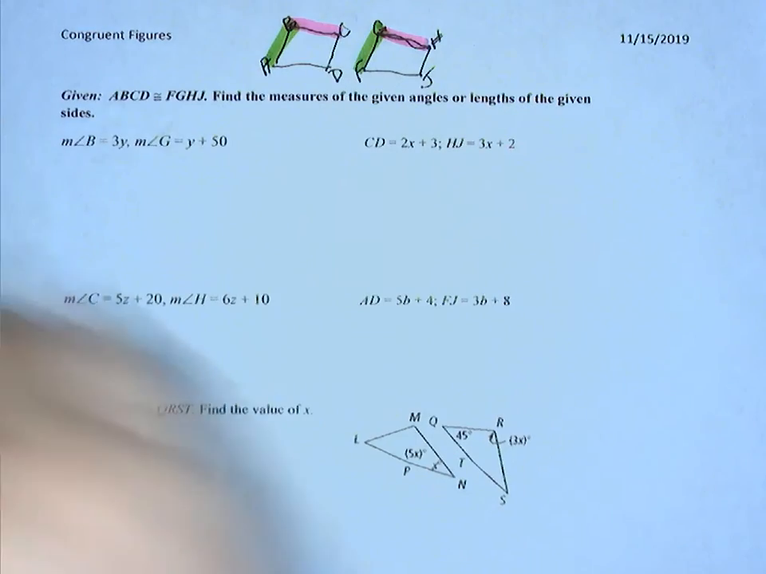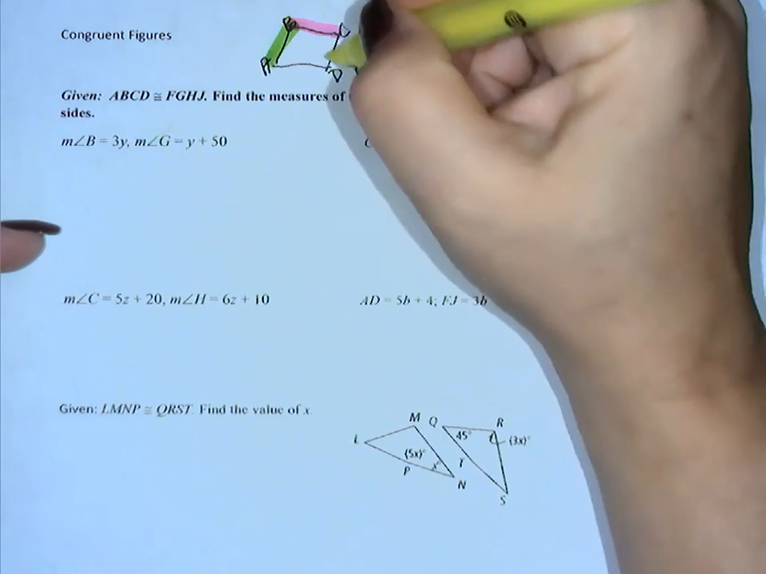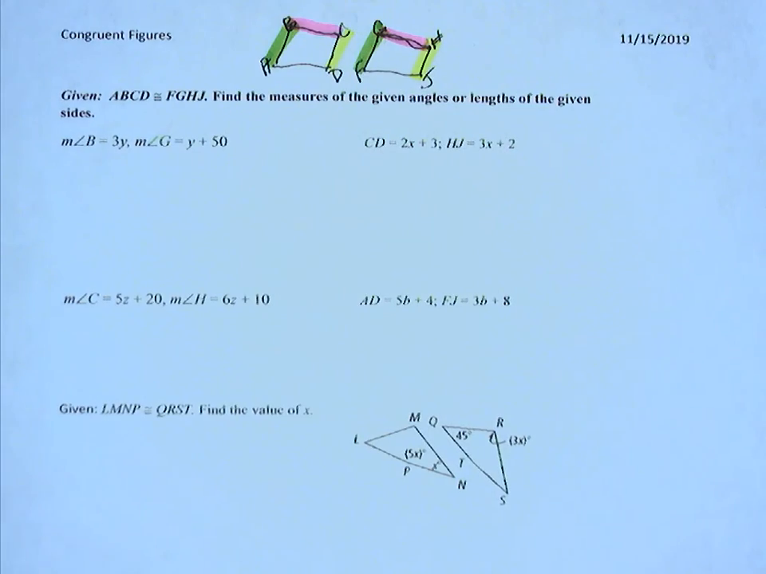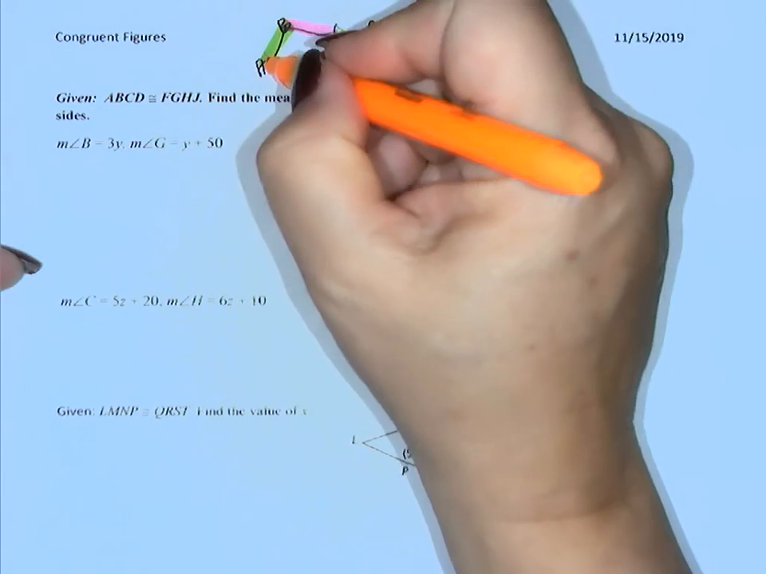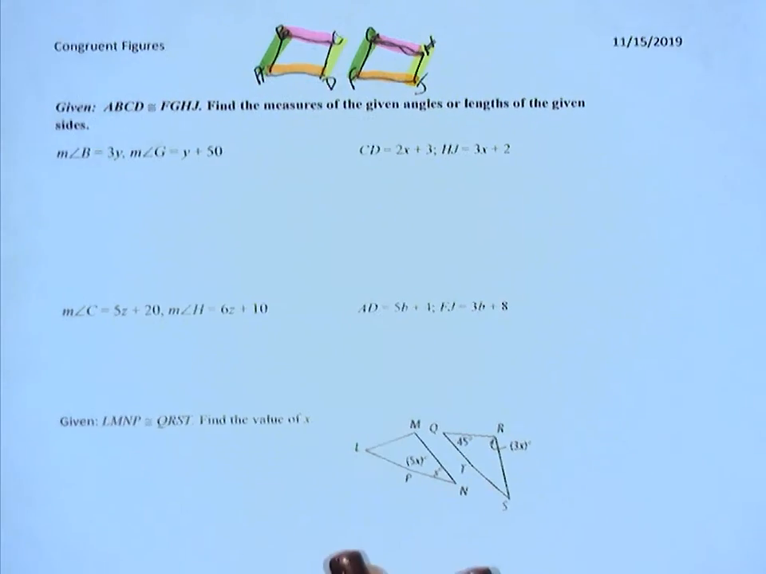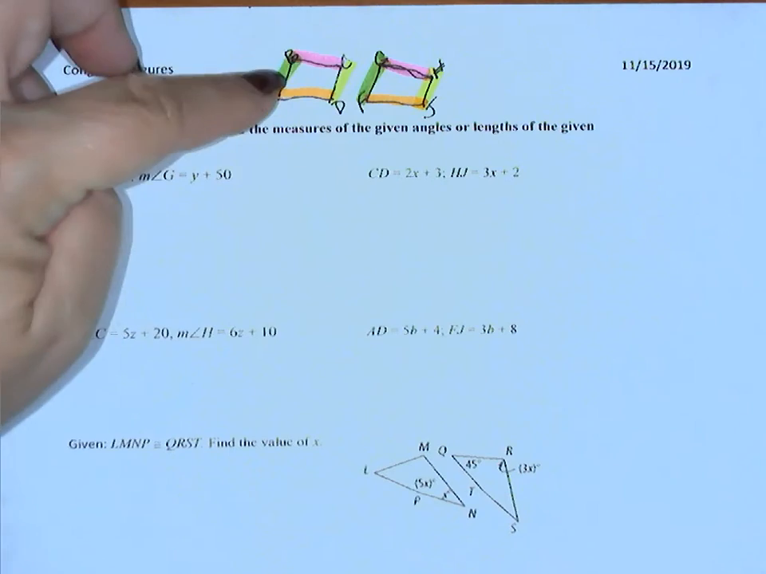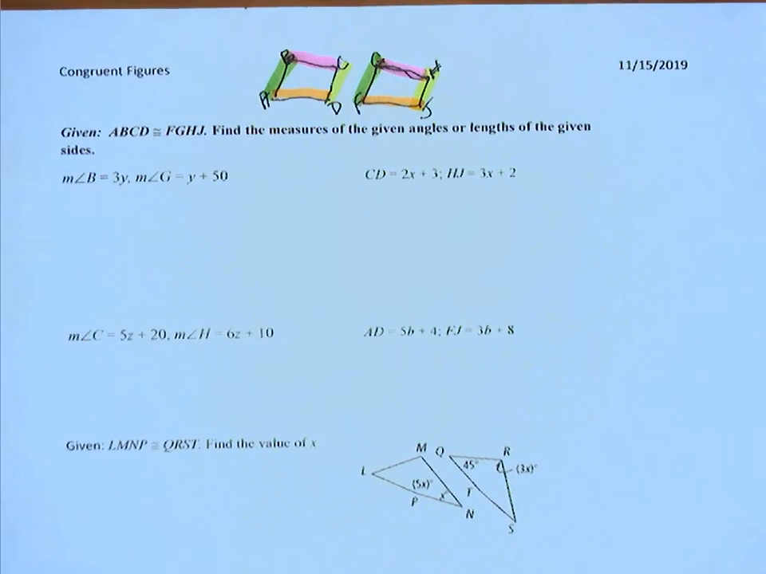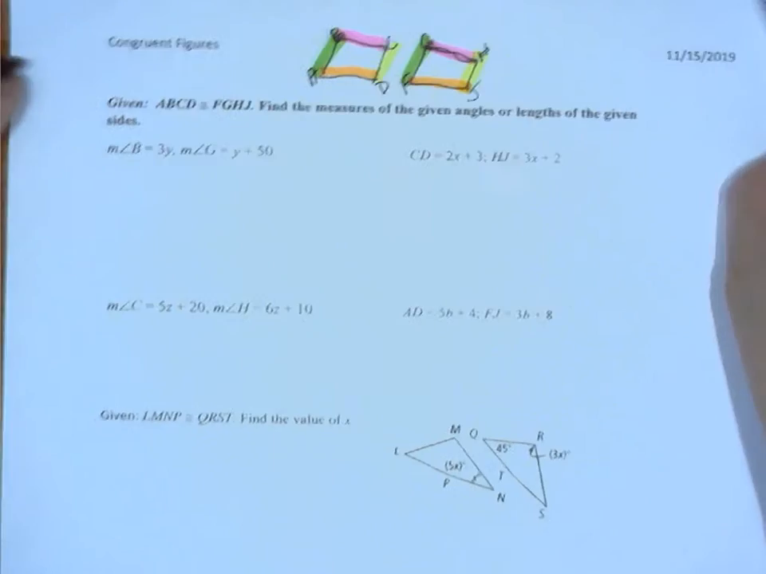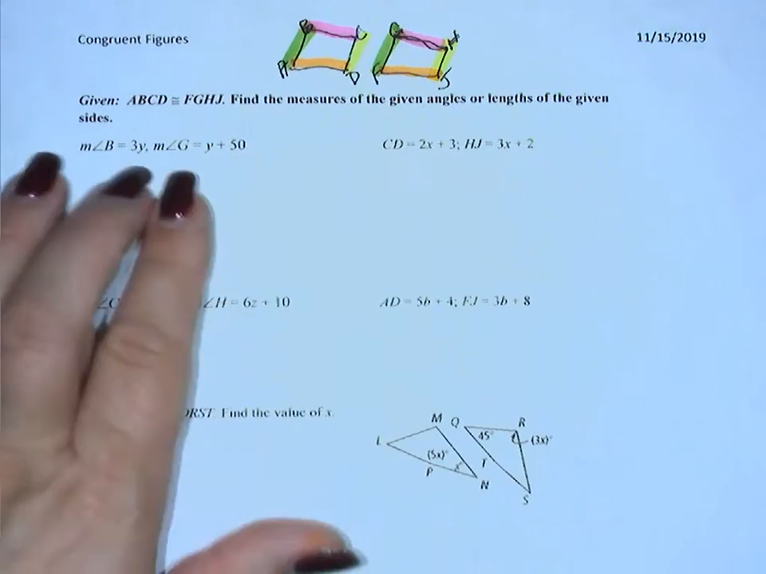Then I have CD is corresponding to HJ, or JH, however you want to write it. And that leaves me with AD is corresponding and congruent. All these pieces are congruent because the shapes are congruent, which means all the angles, the green and pink, where they match are congruent, and so forth. So with that information, I look over here to this problem.